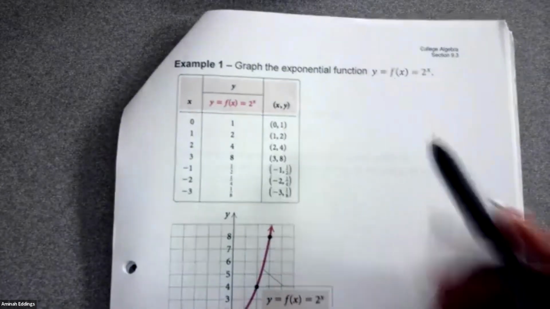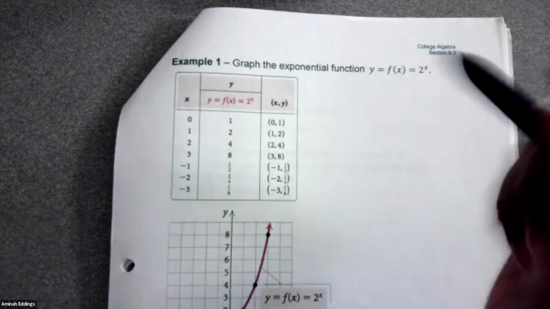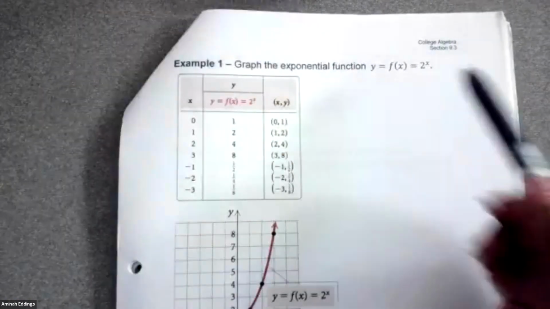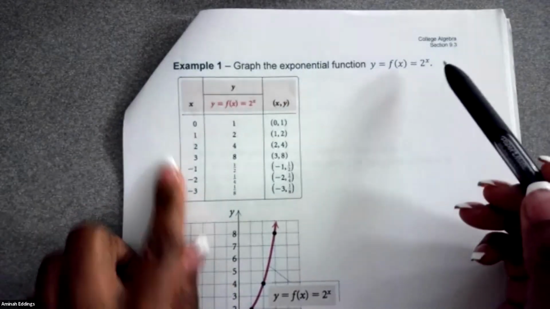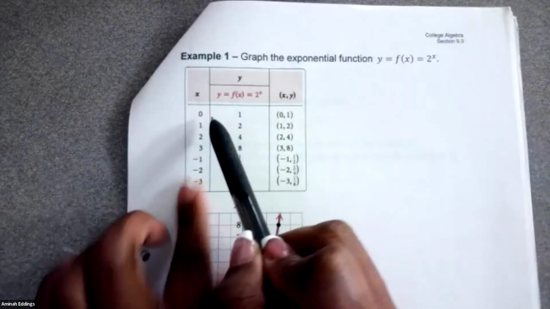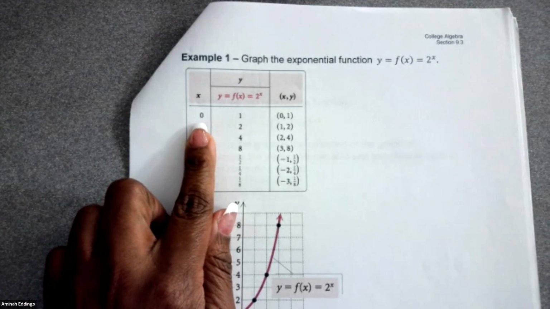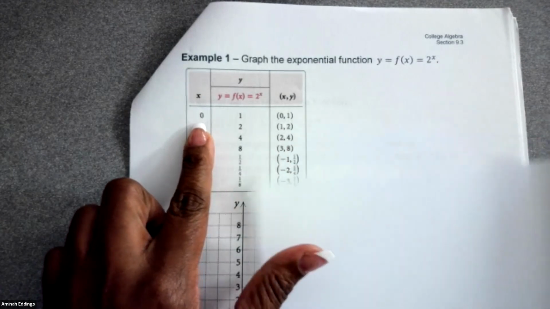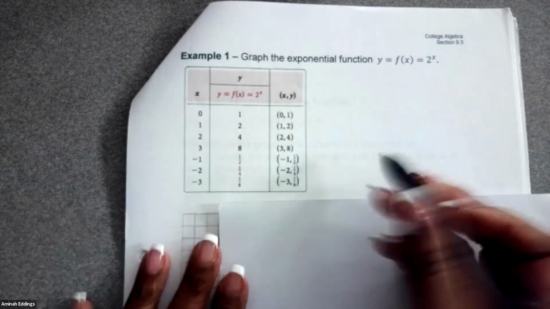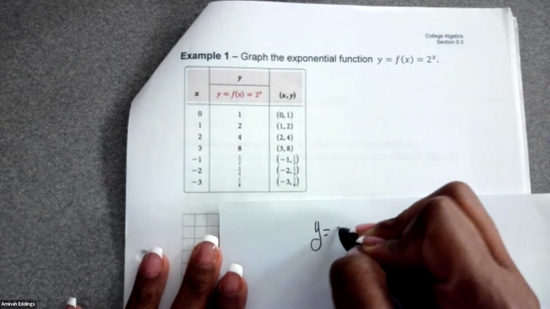All right. Let's look at a couple of examples. So example 1 says to graph the exponential function y is equal to f of x is equal to 2 to the x power. Keep in mind that f of x is the same as y. So to graph this function, we again can choose our values for x. And so when x is 0 and we plug into this function, here's my function, y is equal to 2 to the x power.